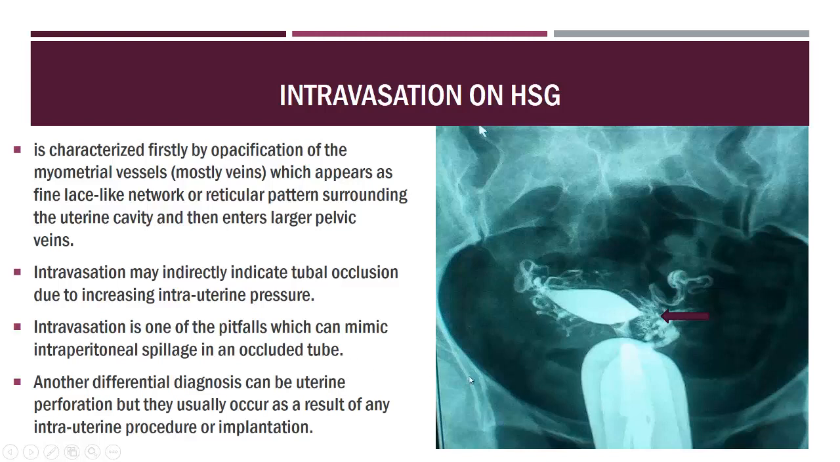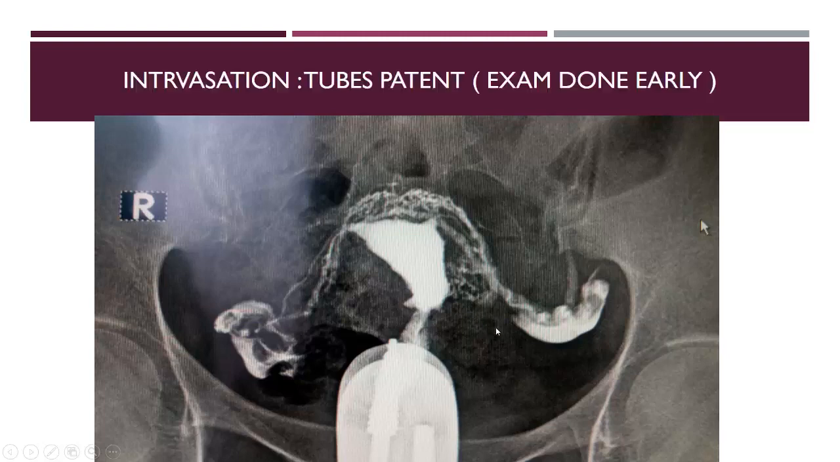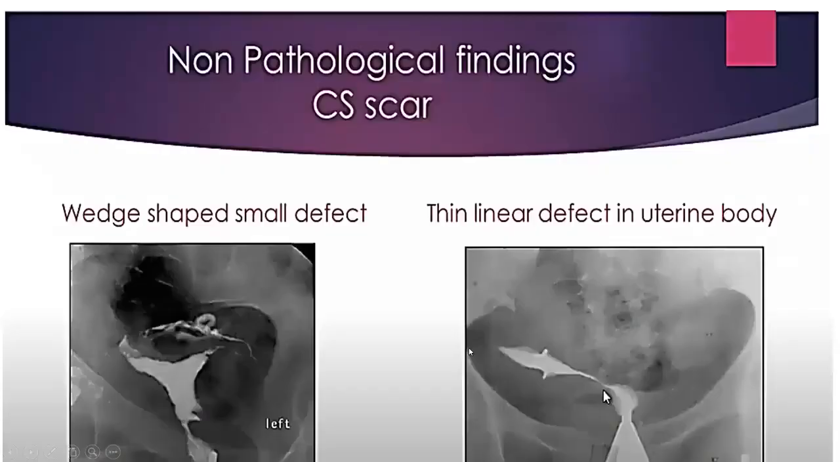Another differential diagnosis may be uterine perforation, but it will not delineate the myometrium as we see in cases of intravasation. There is another case of intravasation, but here the fallopian tubes appear normal. So maybe the technique was done early, in the early post-menstrual phase with the vessels still not closed, and so this is another cause of intravasation, but the tubes here appear normal. Intravasation, the tubes patent, exam done early, and this is the cesarean scar we will see later.